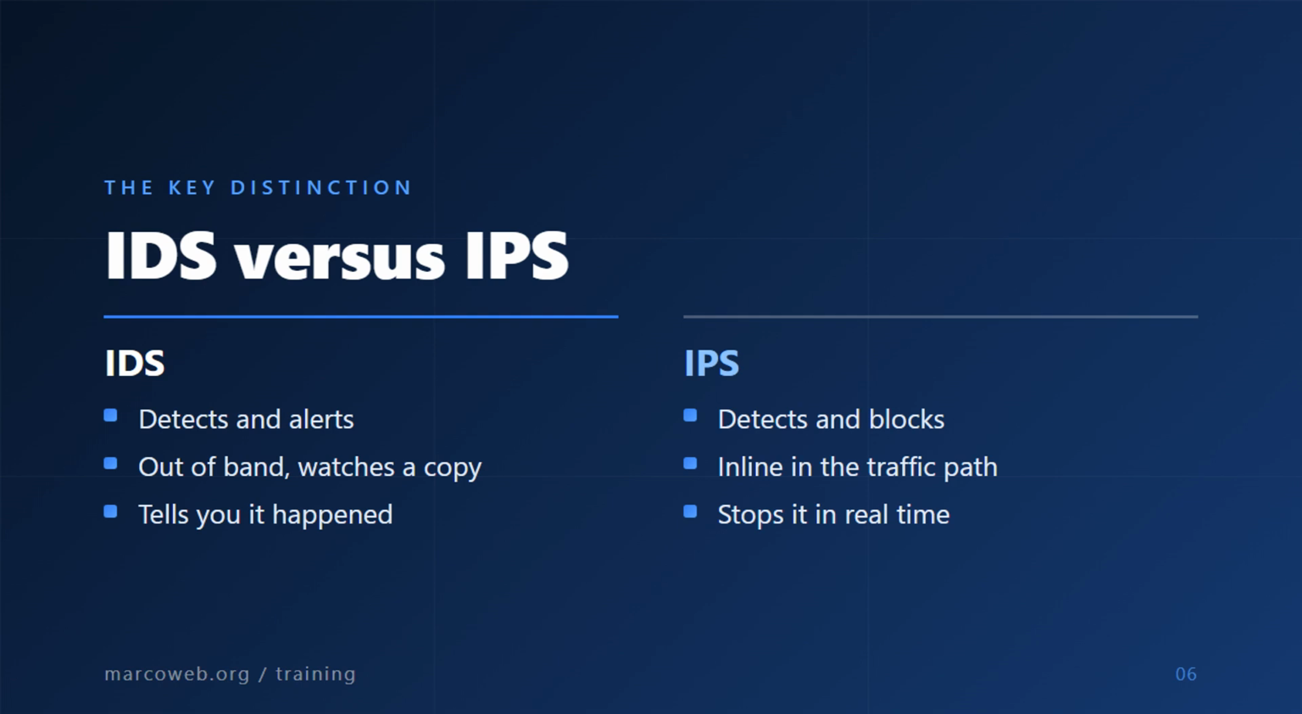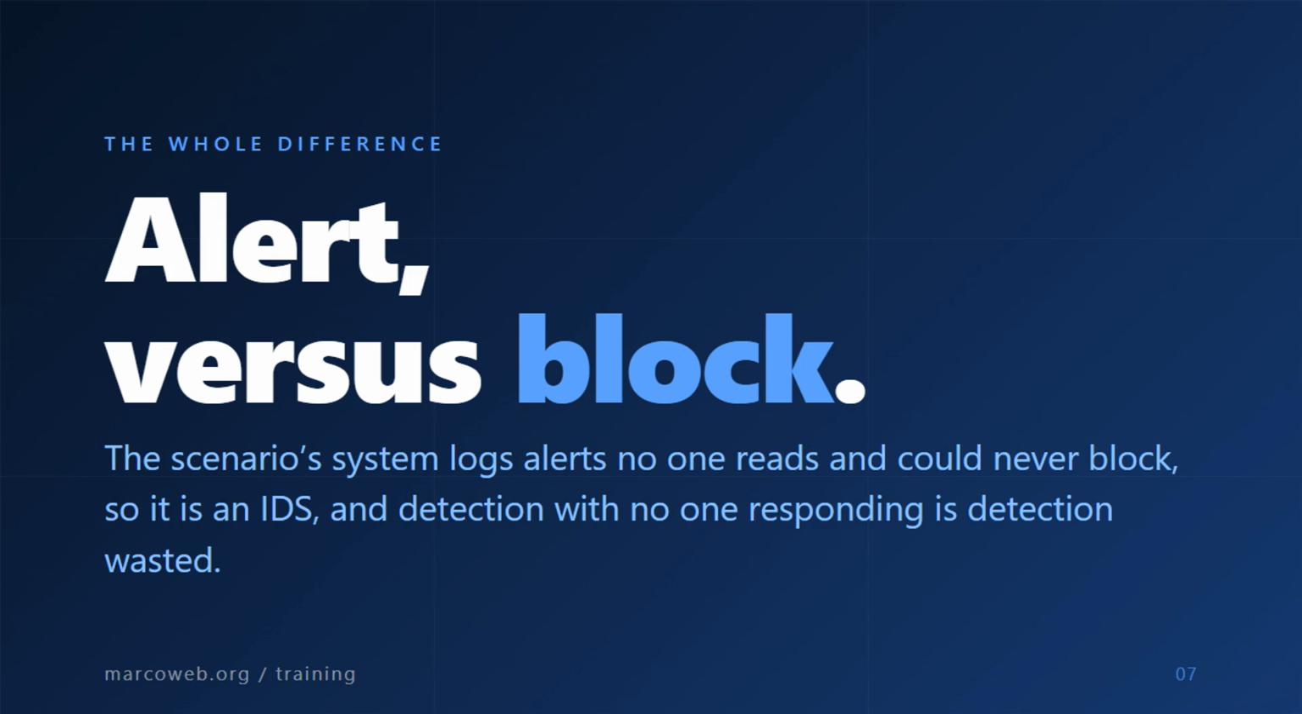An intrusion prevention system sits inline in the traffic path and can actively block or drop malicious traffic in real time. It is a preventive control. So the whole difference is alert versus block. Detect and alert is the IDS, detect and block is the IPS.